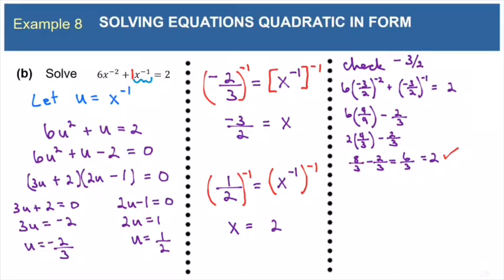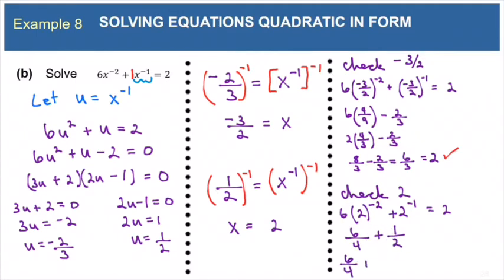And let's go ahead and check the 2. So this says 6 times 2 to the negative 2 plus 2 to the negative 1 equals 2. Okay, 2 to the negative 2 means that we square the 2, but then we flip it. So 2 squared is 4, but then when you flip it, it's going to be 1/4. So I'm going to have 6 times 1/4, which is 6/4. And then here I'm going to have plus 1/2. And now we need a common denominator to add these together. So 1/2 becomes 2/4. So now we have 6/4 plus 2/4, that's 8/4, and that also simplifies to 2. So this solution also checks.